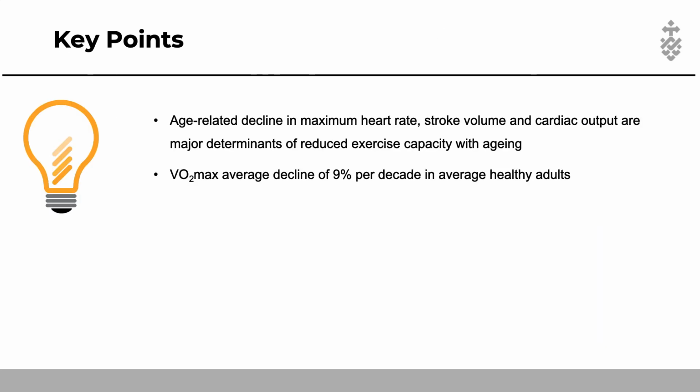All right, some key points from this part of the lecture. So we saw that the age-related decline in maximal heart rate, stroke volume, and cardiac output are going to be major determinants of reduced exercise capacity with aging. We also saw that VO2 max declined an average of 9% per decade from the 20s to 70s in these healthy adults.